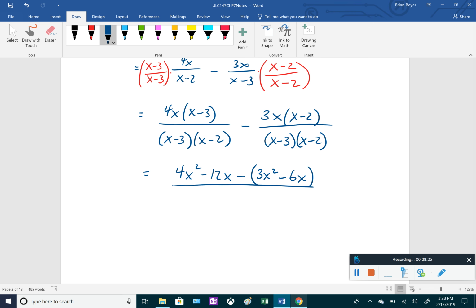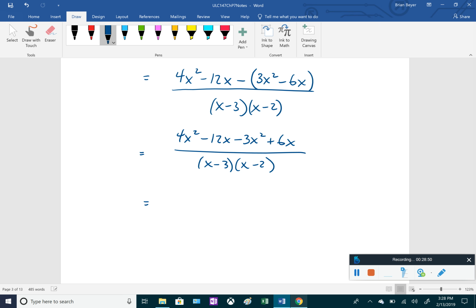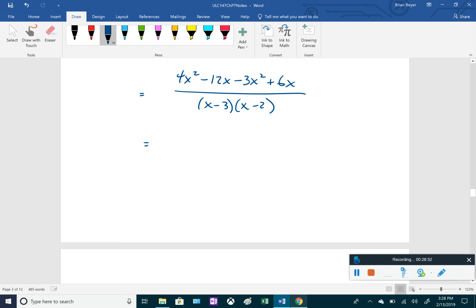And place that over the common denominator. And now we're going to simplify that numerator. So let's distribute that negative. So it's negative 3x squared plus 6x. And then the next step, we're going to have to combine like terms. So combine like terms in the numerator.